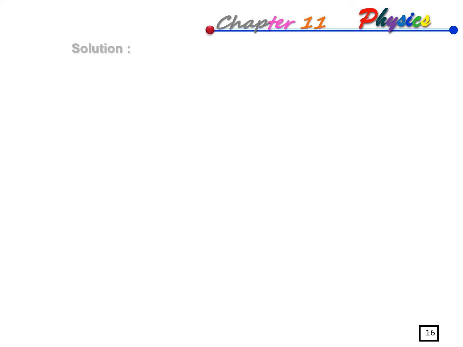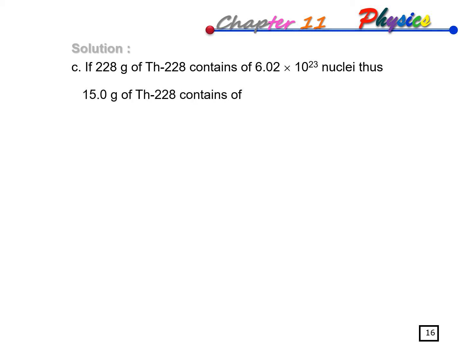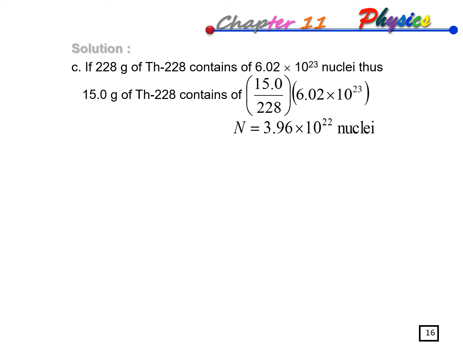And for question C, they have given the mass. So from the mass, use back the ratio of the molar mass and Avogadro constant to determine the number of nuclei, or atoms, that is available over here. Which we calculate, and we end up with 3.96 times 10 to the power of 22 nuclei.